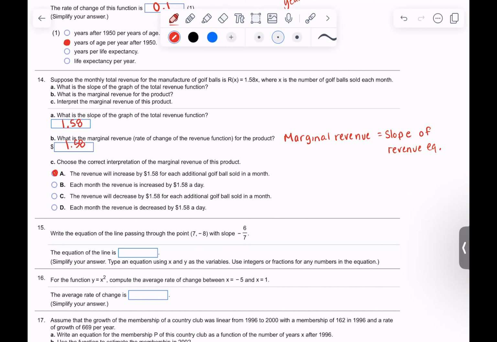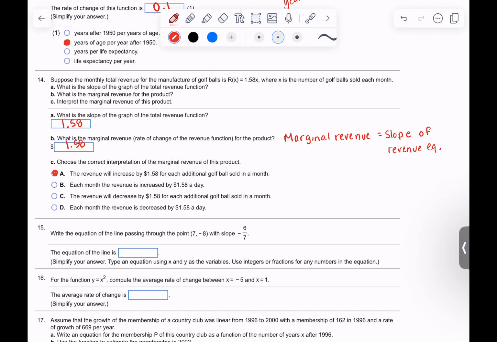Each month, the revenue increased by 1.5. No, that's not right. The revenue will decrease. No, it's not negative, it's not going to decrease. The revenue slope is positive, so revenue is increasing. So the second two choices, no way. It's between the first two choices, but the second choice is increased by 158 per day, and that's not what's in the denominator of my slope equation. What's in the denominator is the number of golf balls sold. So it has to be A.